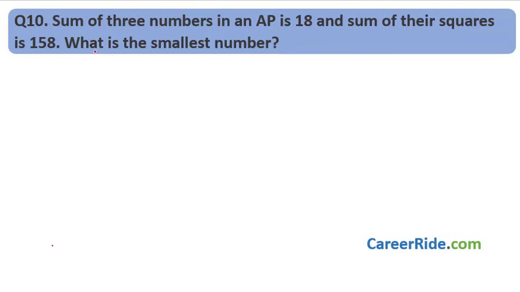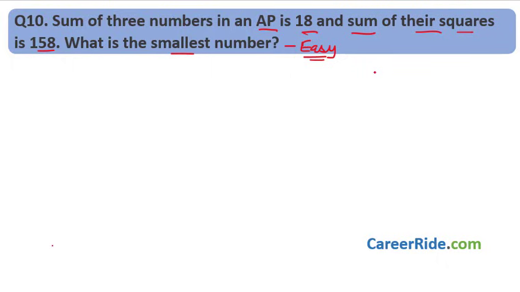Okay? Moving on to question number 10. Sum of 3 numbers in an AP is 18 and the sum of their squares is 158. What is the smallest number? Now see, this question is nothing difficult. It's a very easy question. The only thing is I'm going to use a little trick here. So pay attention to the trick.